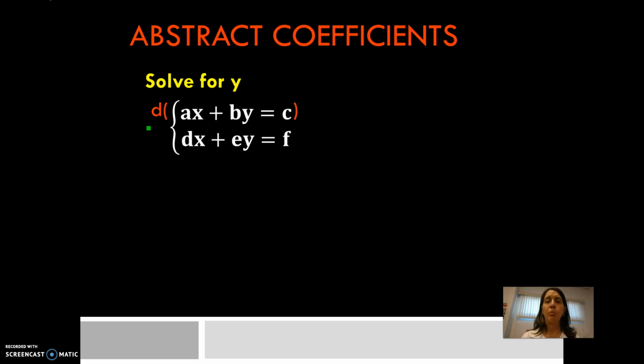The second equation, what is that missing? It's missing the letter a. But remember, we're looking for opposites. One has to be positive, one has to be negative.